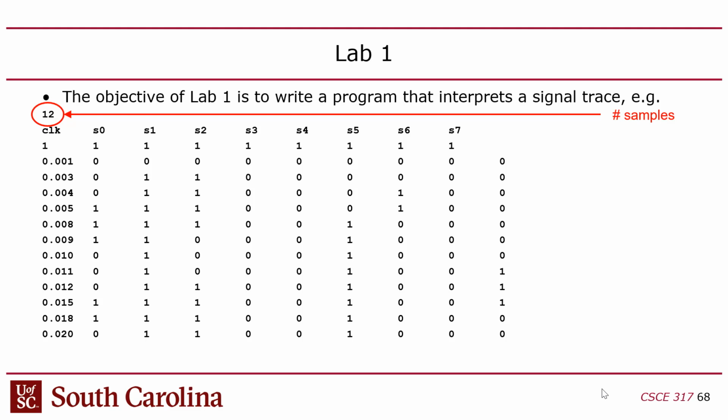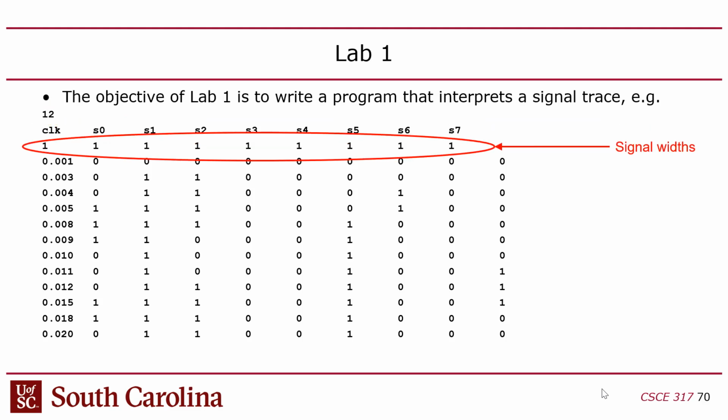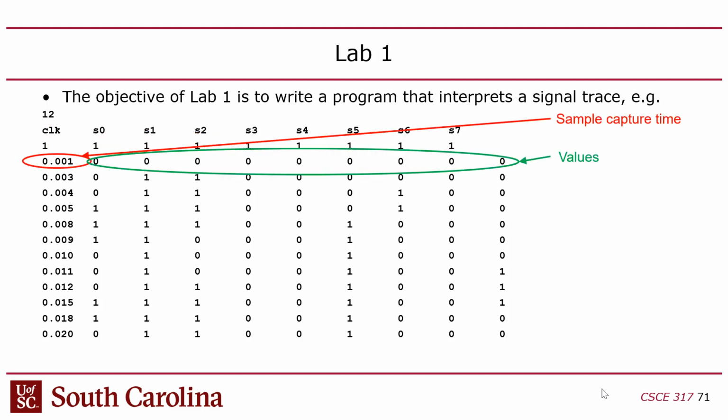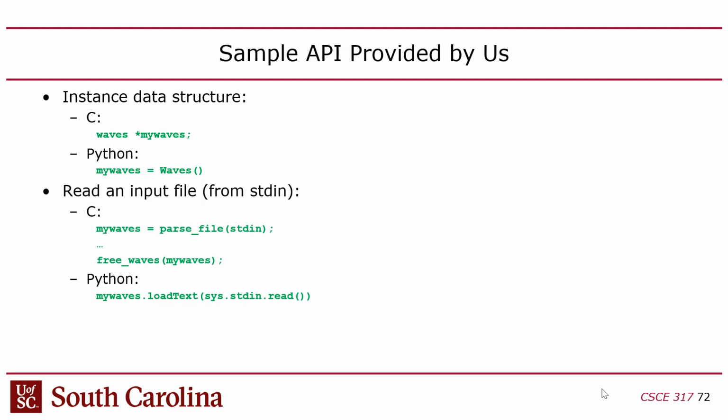I know I didn't explain that very well, but basically this is the clock, and that's S0, and that's S1, and that's S2. But the good news is you don't really have to worry about that. I'm just mentioning this so you understand what's going on. So basically sample, signal, width, values. You don't really have to know that because we provide you with an API.